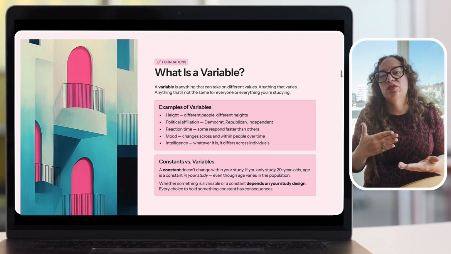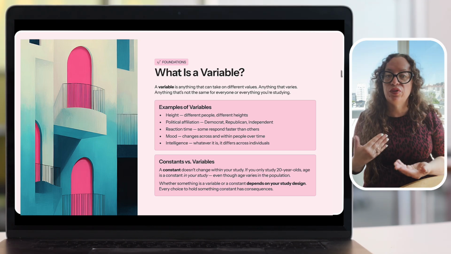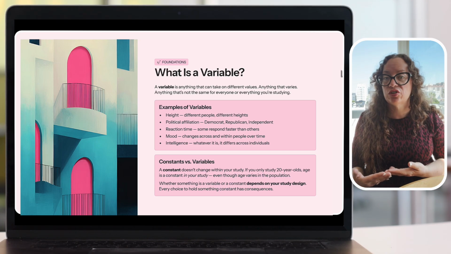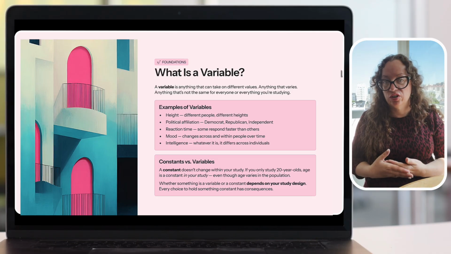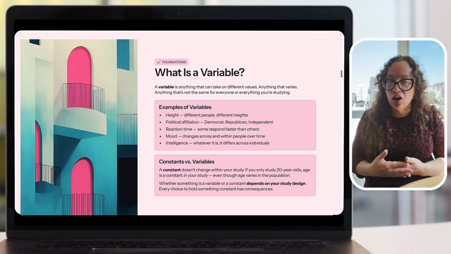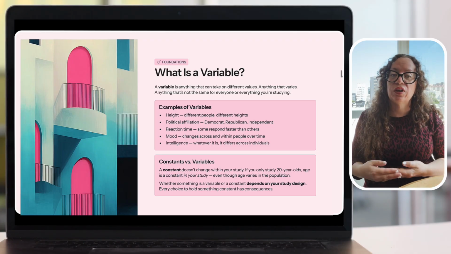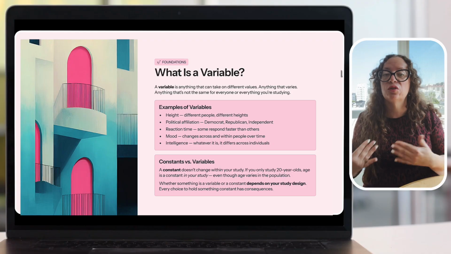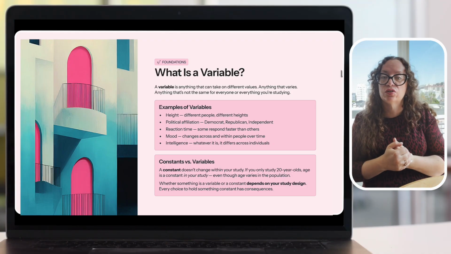If you're only studying women, gender is a constant. Now, whether something is a variable or a constant depends on your study design. Age varies in the population. People are different ages. But if you decide to only include 20-year-olds in your sample, you've made age a constant for your purpose. You've held it constant, and that's a choice. Every time you include or exclude something, every time you hold something constant, you're making a choice. And that choice has consequences for your research.